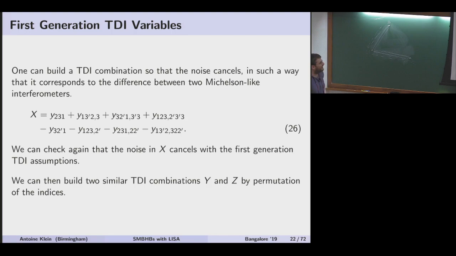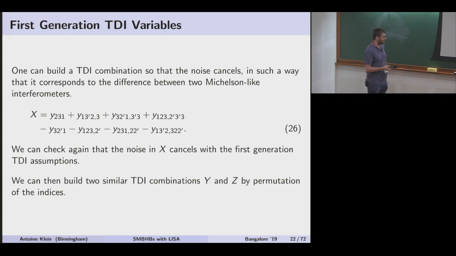All right. So we can check that in this assumption, since the time delays in both directions are equal and they all commute with each other, then the noise also cancels. We can also build 2 similar combinations, Y and Z, by a permutation of the indices like we did before. So that's all good.